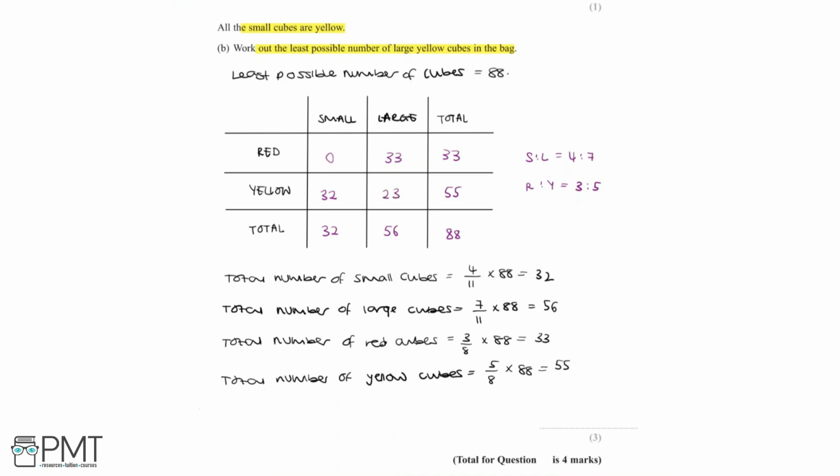Now part B asked us to work out the least possible number of large yellow cubes in the bag. Looking at our table, we've found that the number of large yellow cubes is equal to 23. And so we can say that the least possible number of large yellow cubes in the bag is equal to 23. Now this question is worth 4 marks.